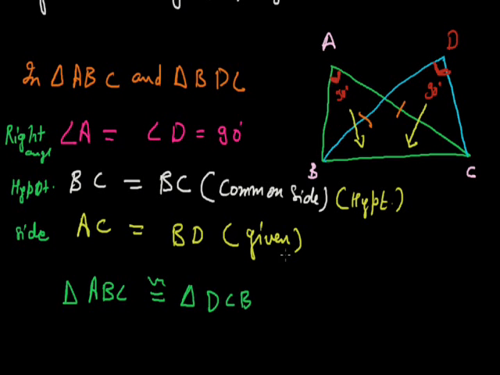Since angle A is equal to angle D, then we can see that AC is equal to DB. Therefore, the angle opposite to AC is angle B and the angle opposite to DB is angle C. So angle B is equal to angle C. Also, we can see that the remaining angle will be equal. So angle C in triangle ABC will be equal to angle B of the triangle DBC. Therefore, these two triangles are congruent by right angle hypotenuse side congruence property.